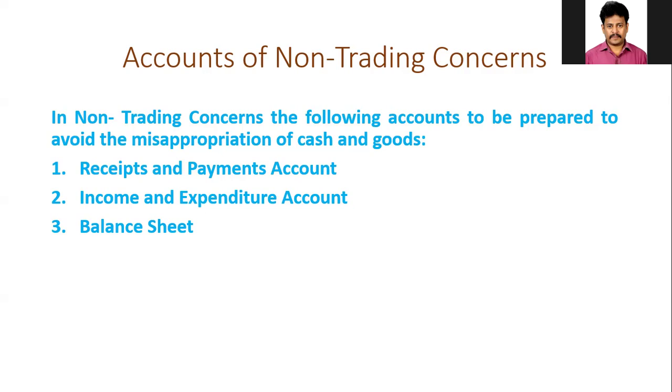In trading concerns, a cash book is prepared for recording all the cash transactions, and then a trading profit and loss account is prepared to find out the profit or loss. But in non-trading concerns, a receipts and payments account is prepared for recording all the cash receipts and cash payments. So it is just like a summary of a cash book.